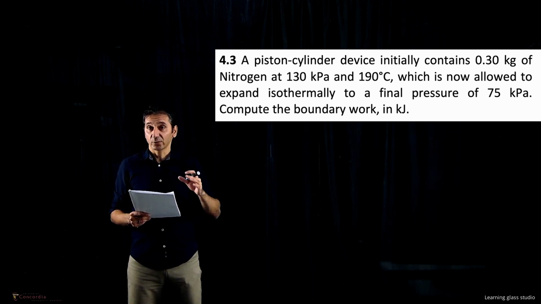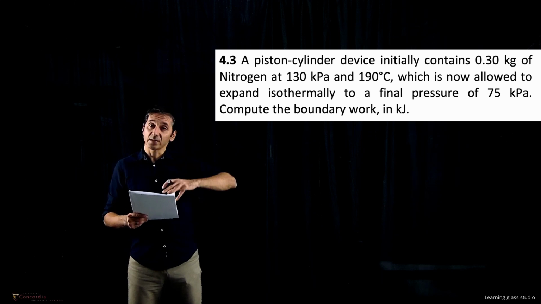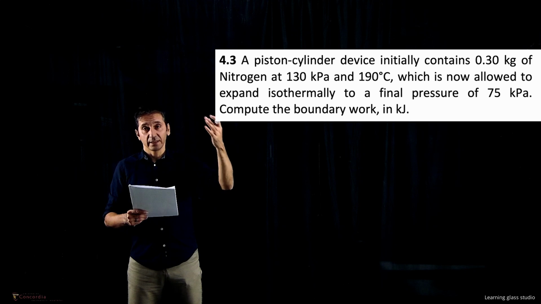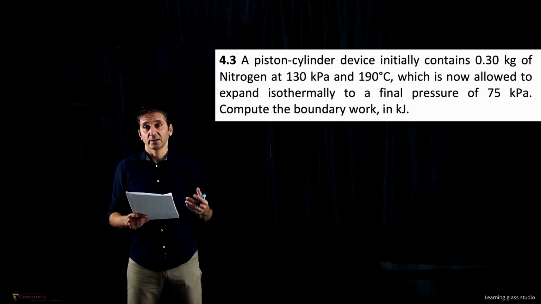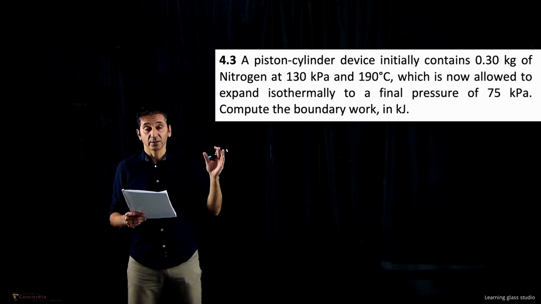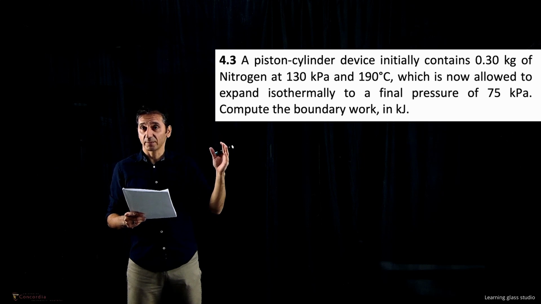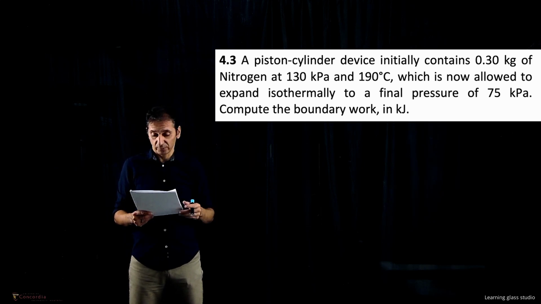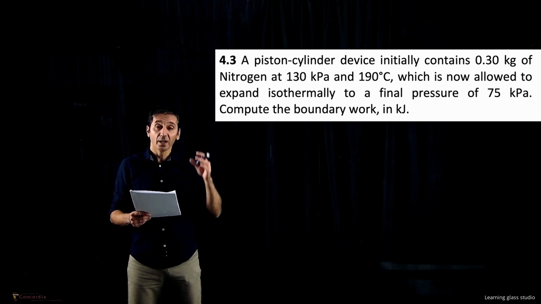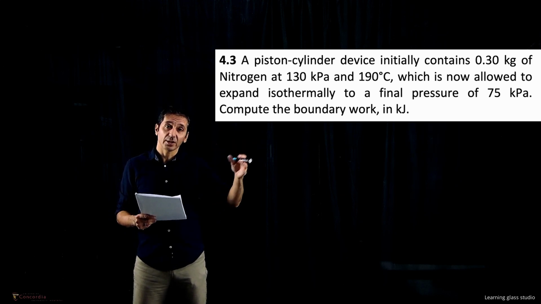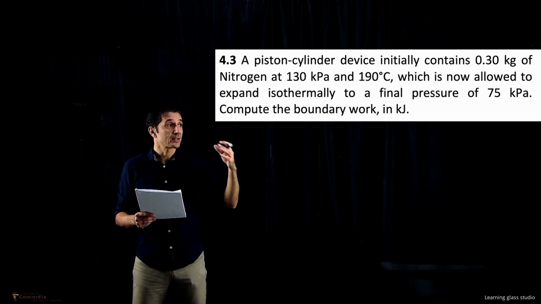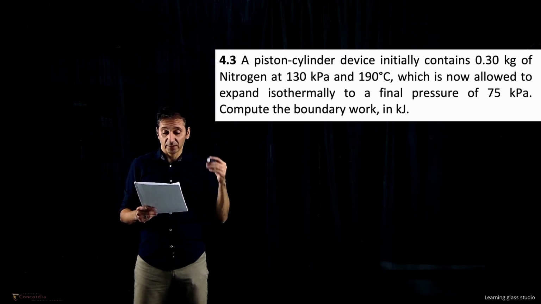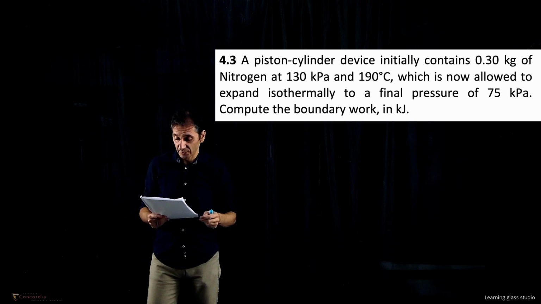Now, this nitrogen will experience an expansion process, okay? So we know that the piston will move up, leading to work out, so anticipate that the work will be positive. And the process here is isothermal. This gives us an indication that T2 should be equal to T1. And this will lead our nitrogen to a final pressure of 75 kilopascals. What we need here, we need to calculate the work in kilojoules.